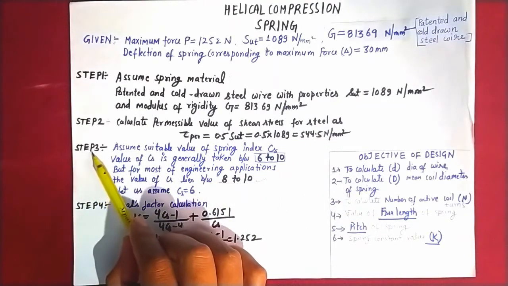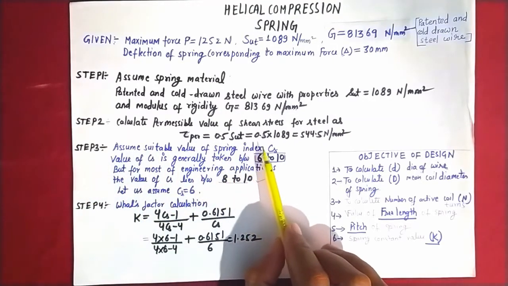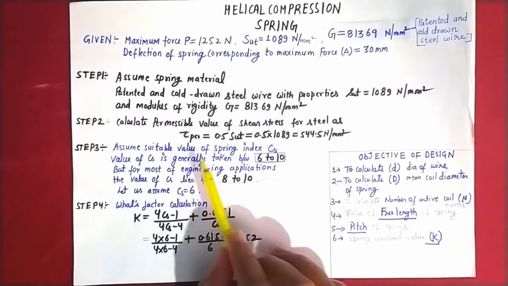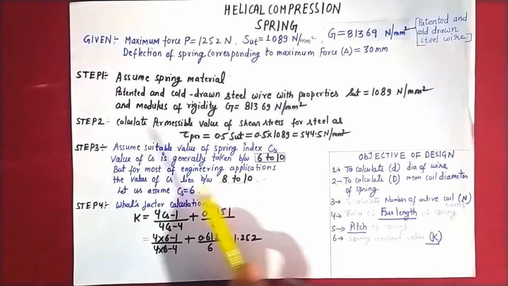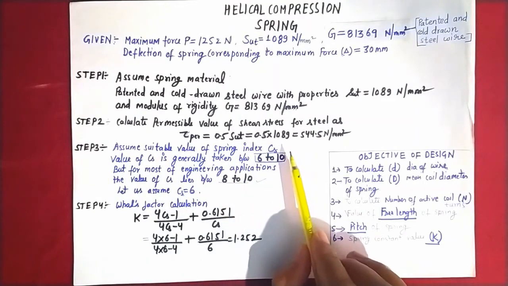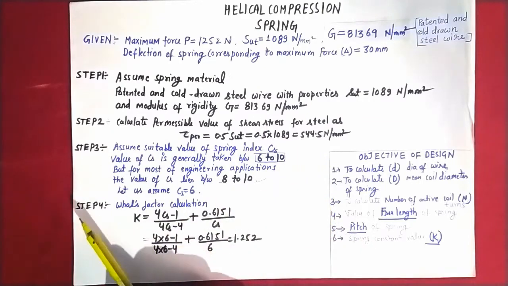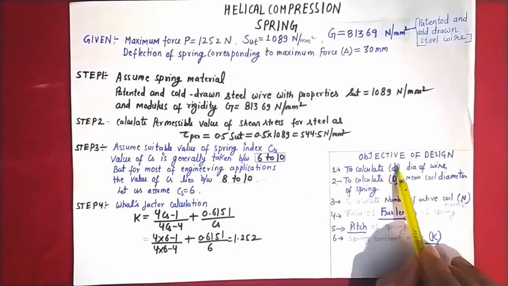Now go to step number 3. In step number 3, we have to choose the value of the spring index, that is we have to assume a suitable value of the spring index. The spring index we have already studied, that it is the ratio of the mean coil diameter to the diameter of the spring wire, that is capital D divided by small d.